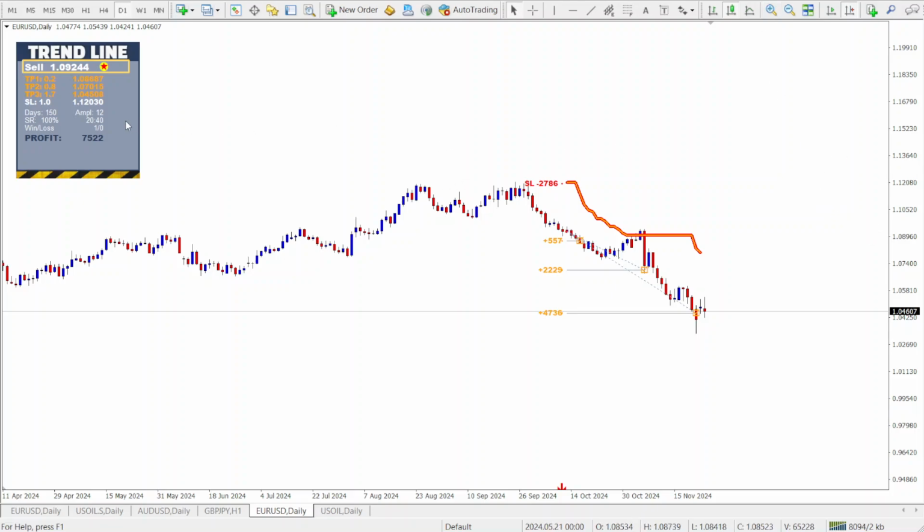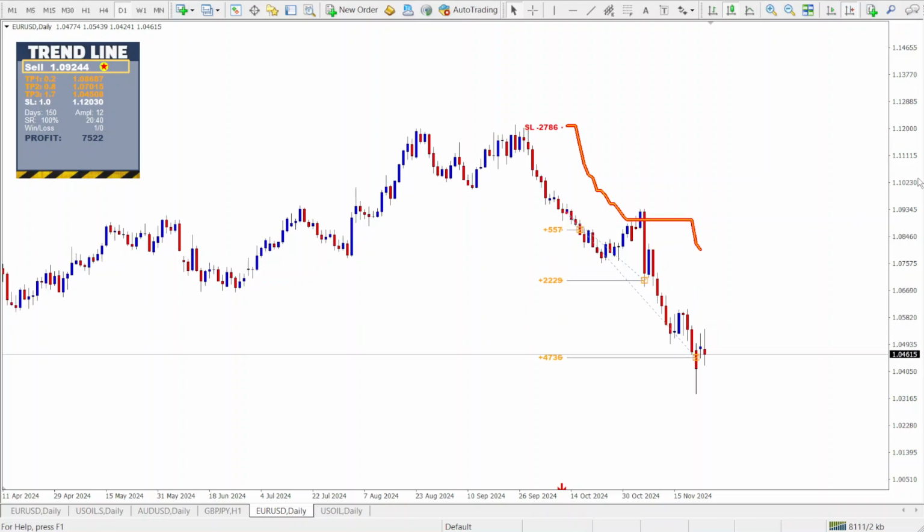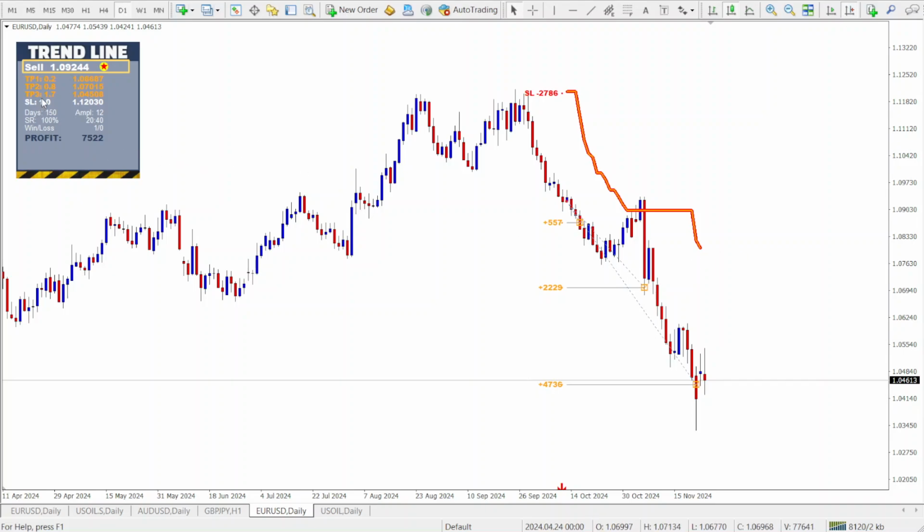But in addition to that, you can look at this dashboard on the left. We have some recommended levels, both for stop loss and take profits.